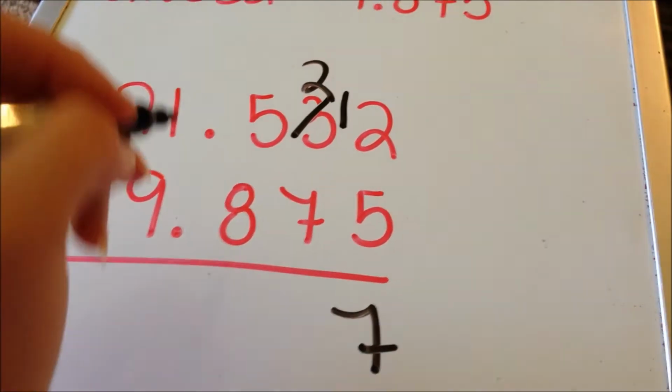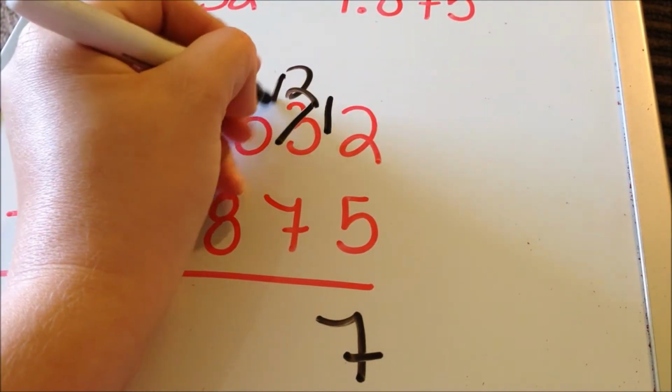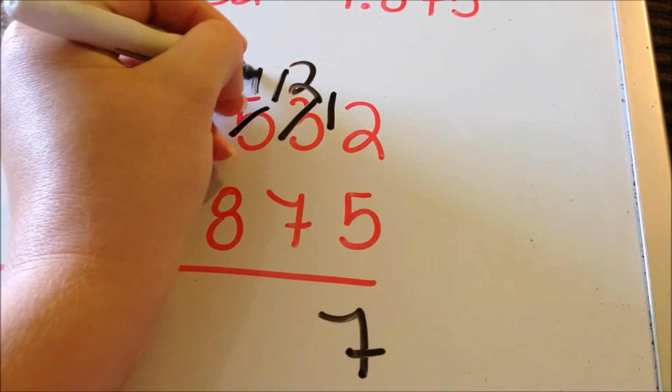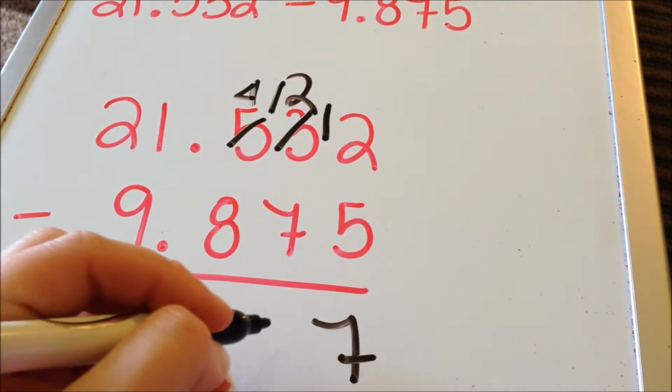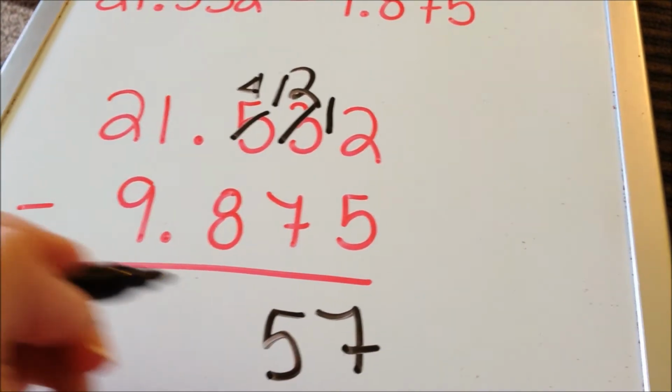Next, we have 2 minus 7. Again, we can't do that, so 2 becomes 12. Cross out the 5, and it becomes a 4. 12 minus 7 equals 5.